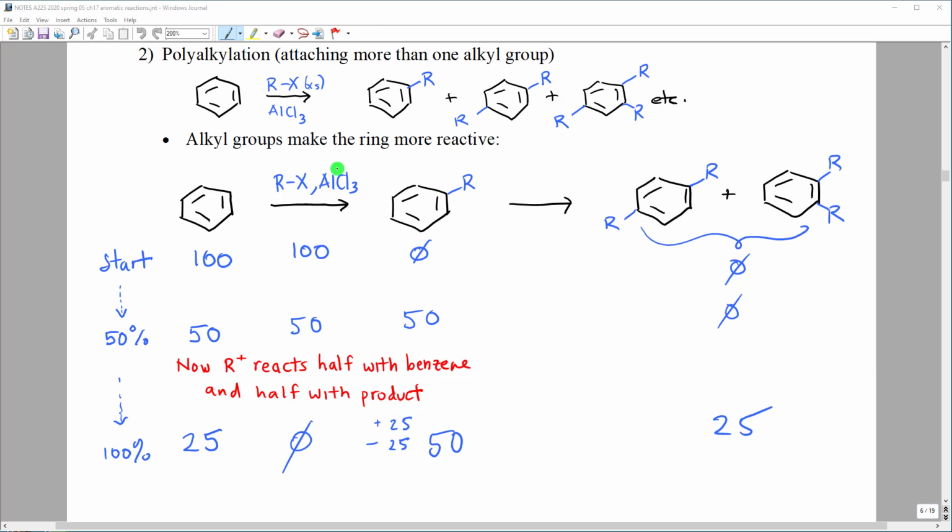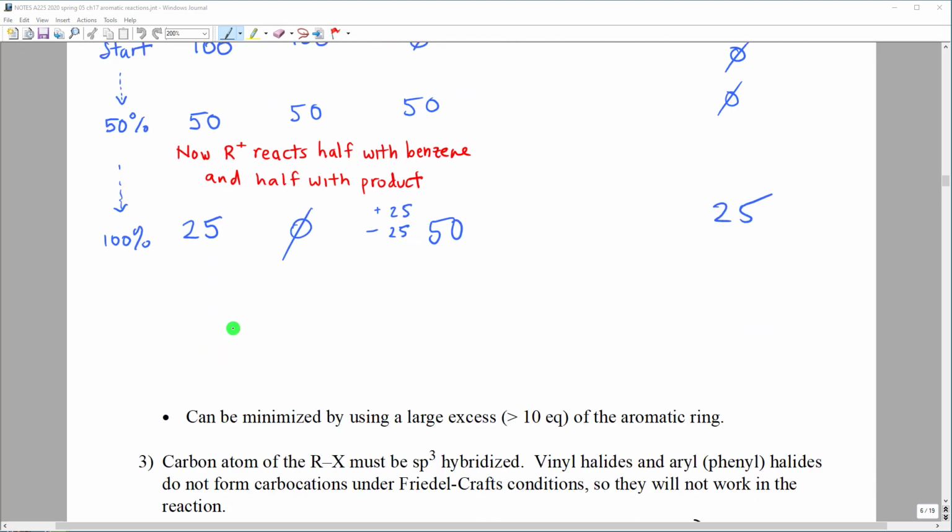What we can use is a large excess of our initial aromatic ring reactant. In that case, there would be such a large excess, so for example, 10 times as much as we needed, we would have 1,000 molecules of reactant and only 100 molecules of reagent. So even 50% of the way through, we would have 950 molecules of reactant, only 50 molecules of reagent, and 50 of product. And so it would continue to react mostly with the reactant.